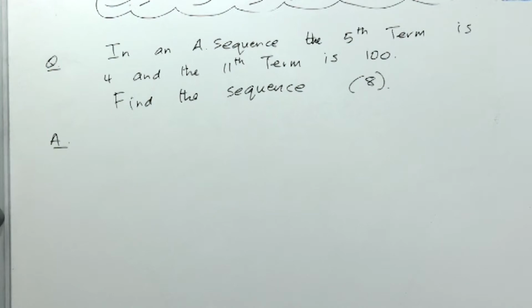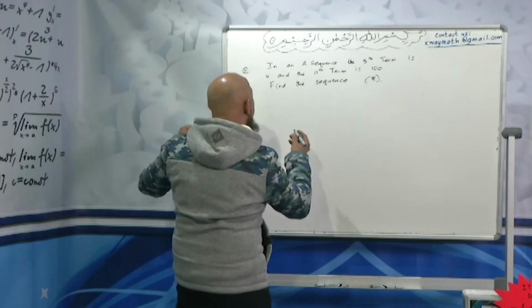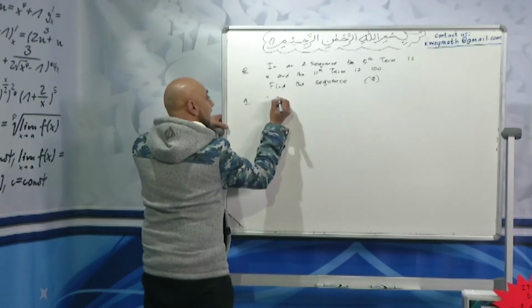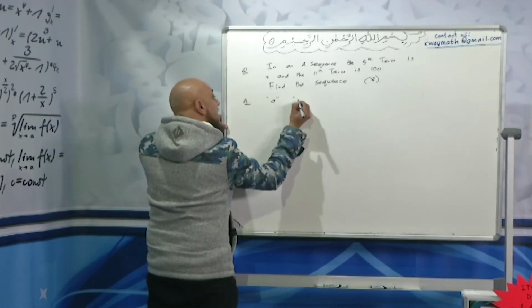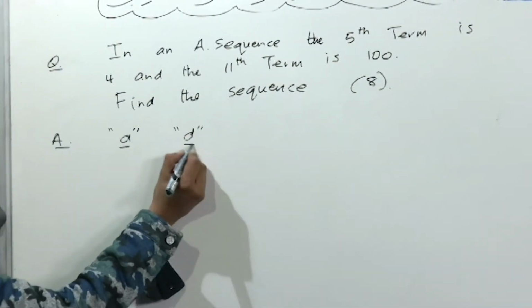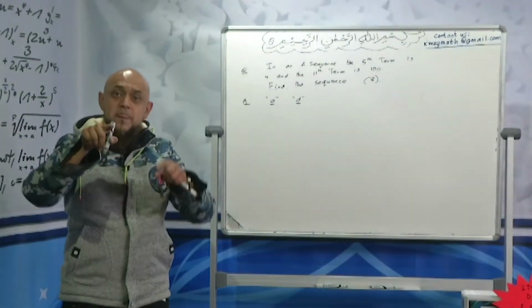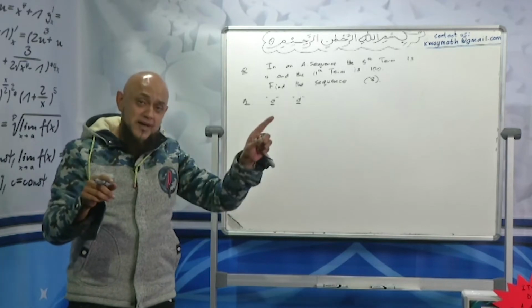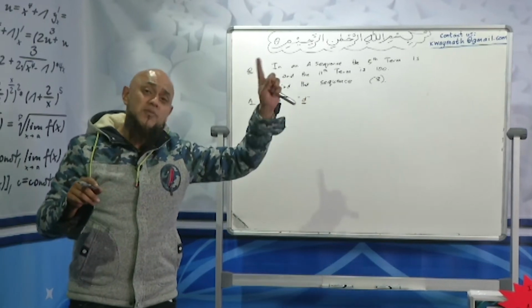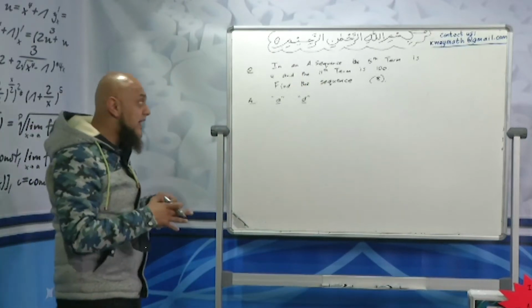In an arithmetic sequence, the 5th term is 4 and the 11th term is 100. Find the sequence. Now, it's arithmetic, so we know we need A and D. We require A to get our first term, and D, our common difference. Because once we have A and D, my first term plus my common difference will be my second term, plus my common difference will be my third term, my fourth term, fifth, sixth, going on to infinity. They want you to find that sequence.